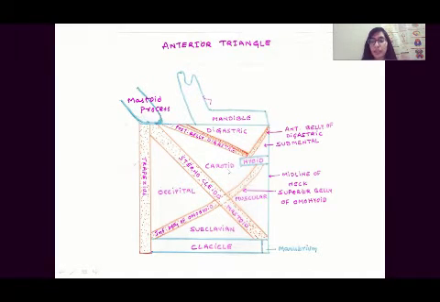The anterior triangle of the neck is further divided into four: digastric triangle, carotid triangle, submental triangle and muscular triangle. And the posterior triangle is divided into two: occipital and subclavian triangle. So for learning this, let's start.